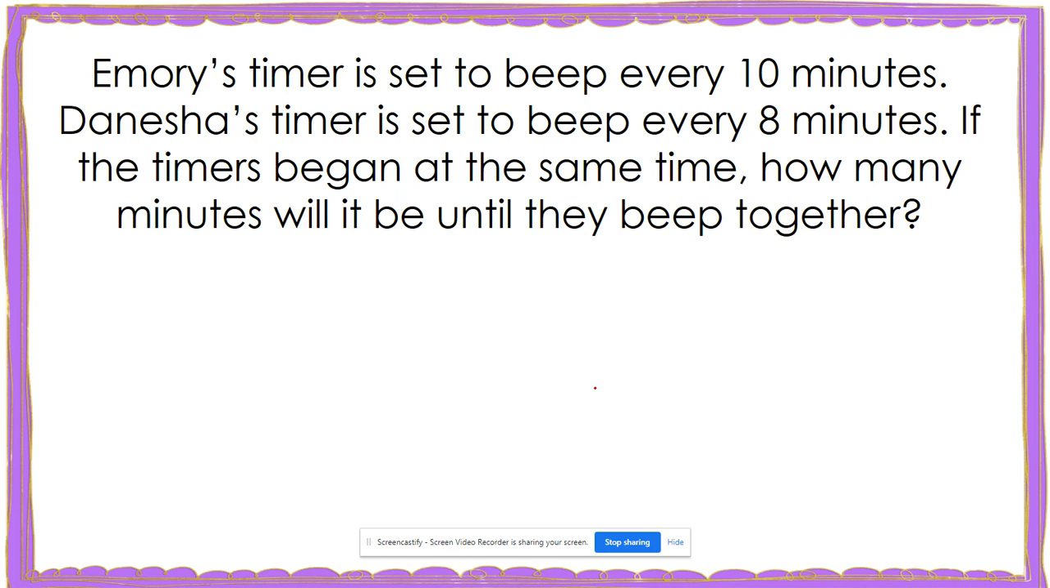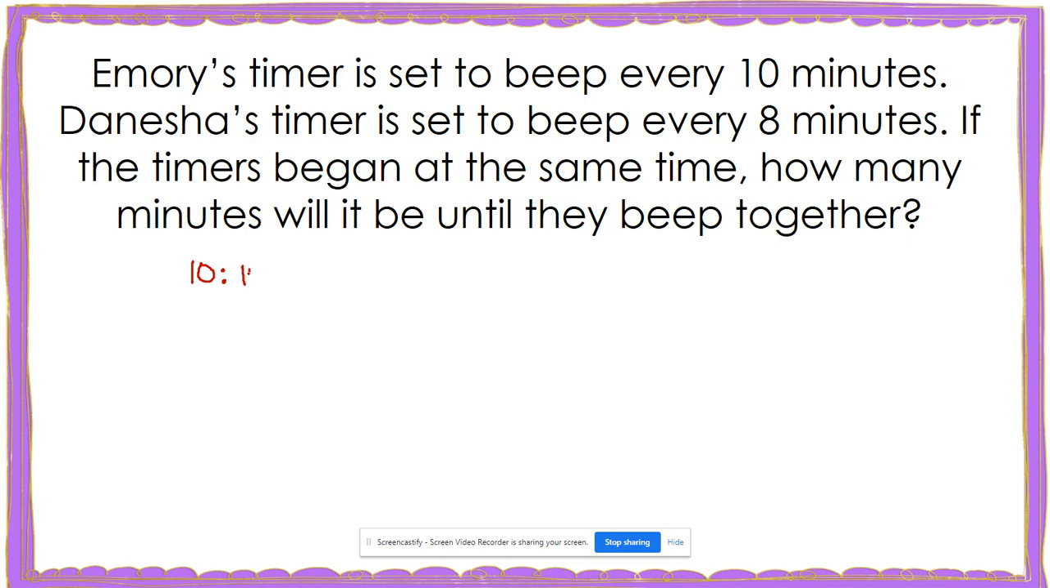Emery's timer is set to beep every 10 minutes. Denisha's timer is set to beep every 8 minutes. If the timers began at the same time, how many minutes will it be until they beep together? For this kind of problem, I know that I'm looking for a time in the future, so that is going to be a multiple. I can choose a method that I feel comfortable with to find the least common multiple for 10 and 8. So if I make a list, I'm going to find the multiples of 10.